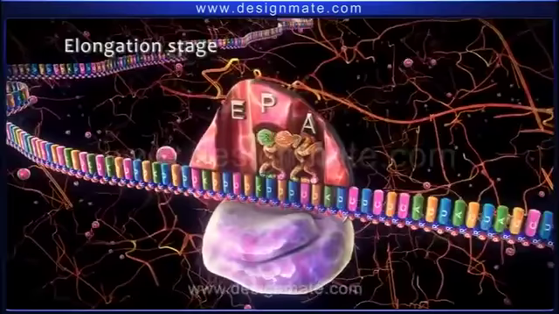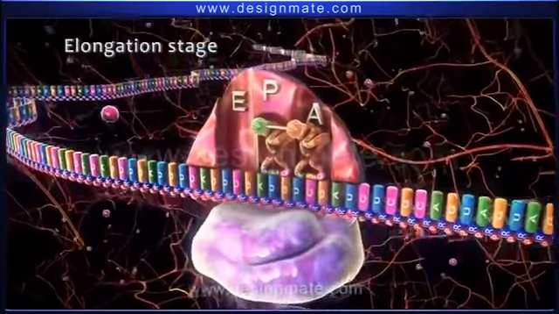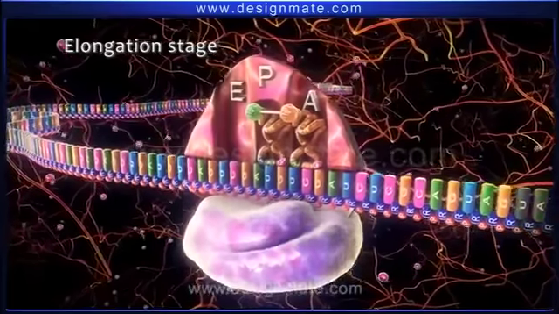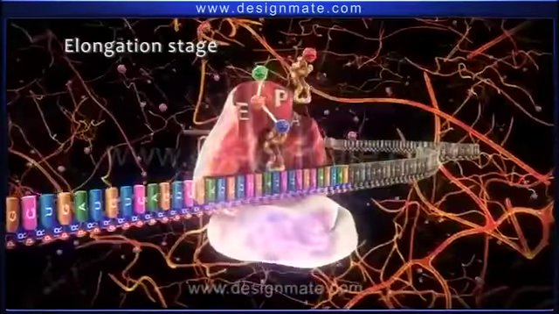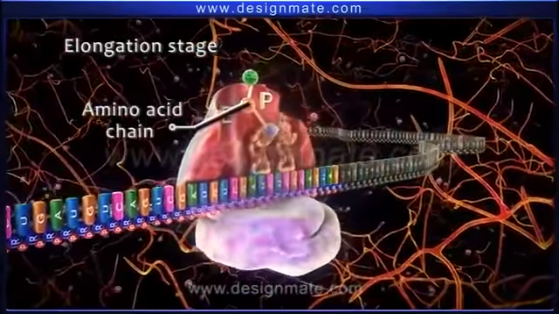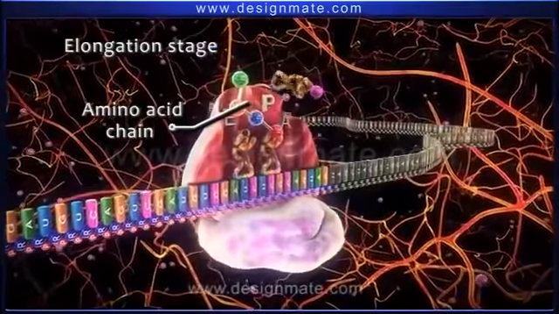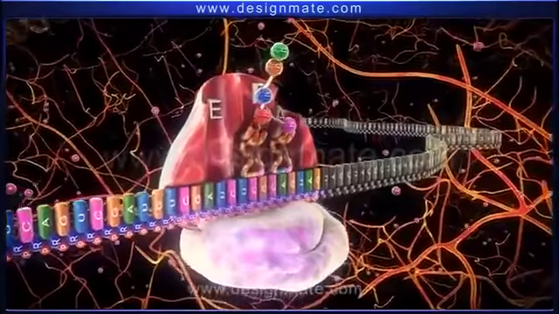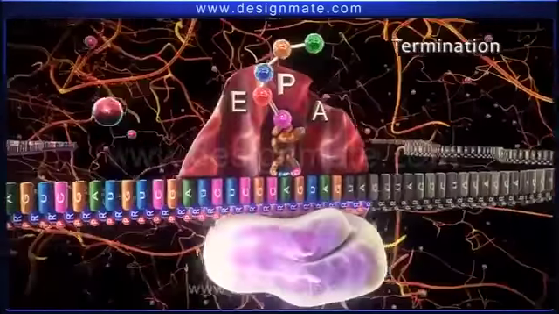Then a bond is formed between methionine and the amino acid molecule on the tRNA. The process is repeated until a chain of amino acid molecules is formed. The last stage of protein synthesis is the termination stage.